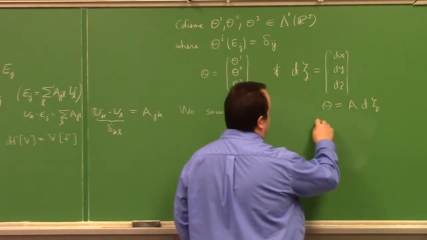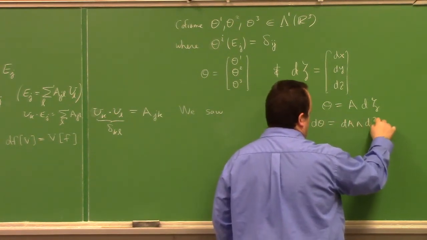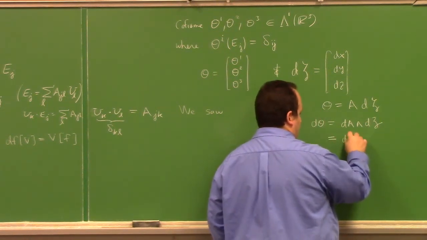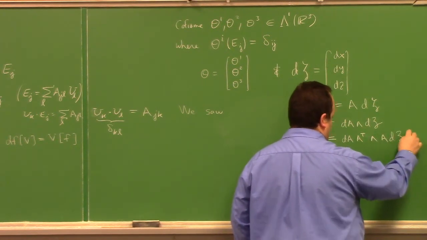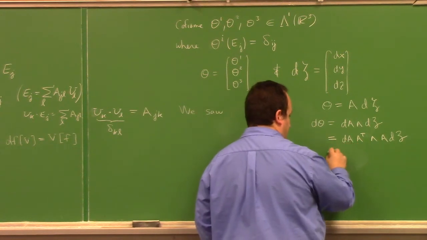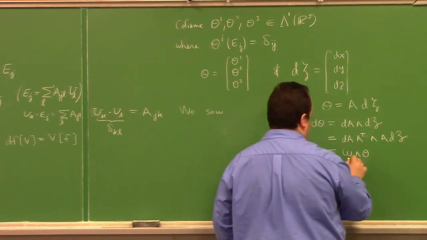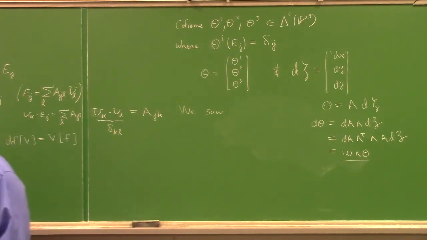And then we differentiated. We got d theta is equal to dA wedge d zeta, which is dA A transpose wedge A d zeta. And dA A transpose is omega, as we were just deriving, and A d zeta was theta. And so there you go. That was the first Cartan structure equation. I knew I was doing something wrong with the other way, so like, oh, idiot. Me, not you guys, obviously.